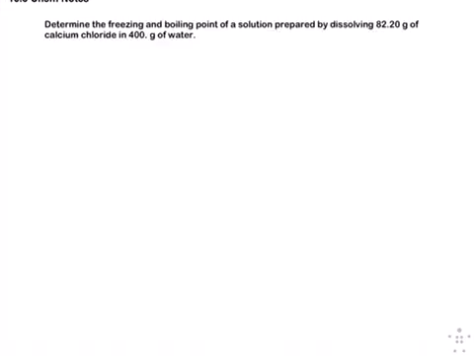So a couple practice problems with this. It wants us to determine the freezing and the boiling point of a solution prepared by dissolving 82.2 grams of calcium chloride in 400 grams of water. So the first part, we need to do what? The chemical equation? Nope, we don't need that. Change the grams to moles. Yes, we need to change the 82.20 grams of calcium chloride into moles.